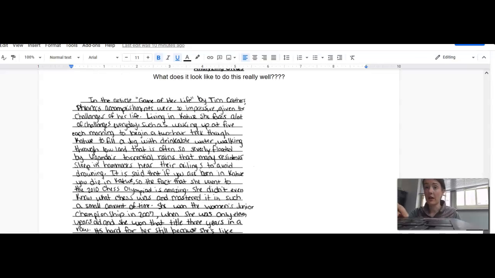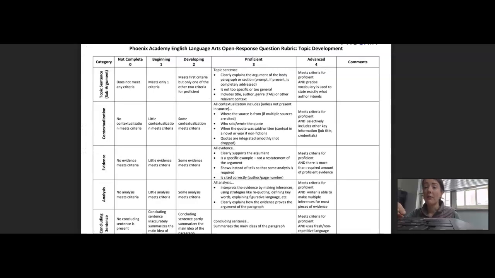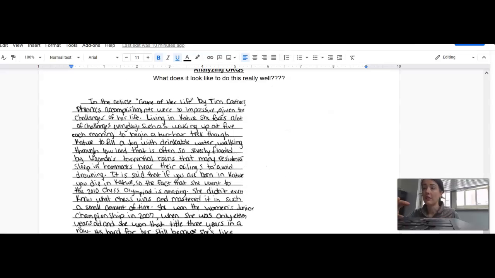Okay, so this is a response. This is an open response question answer that a student wrote. Let's go back to the rubric and see what we would give it. Okay, so topic sentence. Does it contain an argument that's not too specific or general and include title and author or other relevant contexts? Well, going back here, in the article Game of Her Life by Tim Crothers, Fiona's accomplishments were so impressive given the challenges of her life.